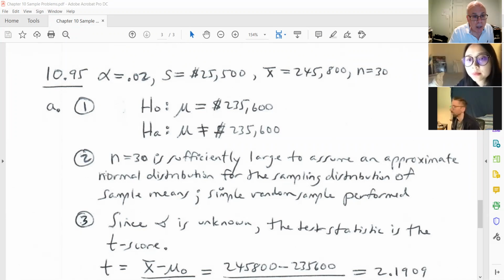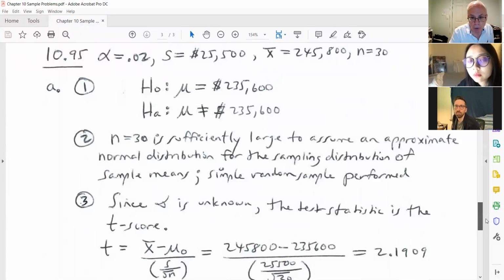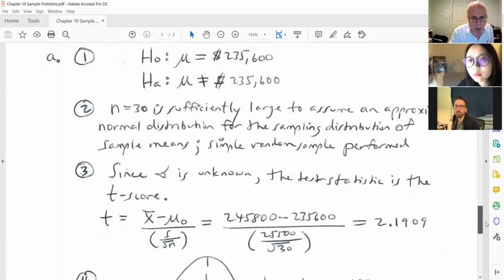All right. And then, of course, n is equal to 30, which is large enough to say that the sampling distribution is normal. You have a simple random sample, which is required for doing this test also. Sigma, the population standard deviation, is unknown, so we're going to do a t-score, not a z. The t-score formula is this here.